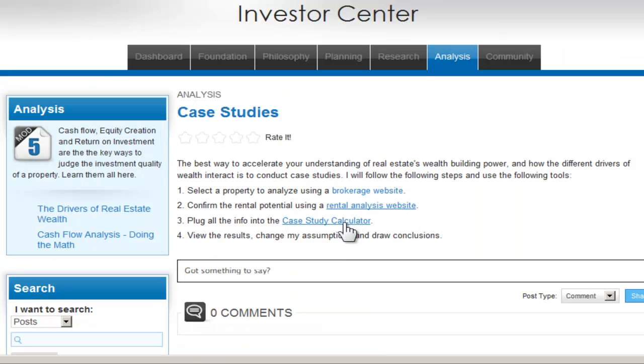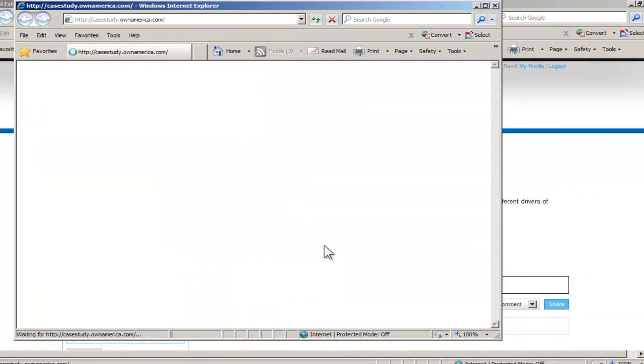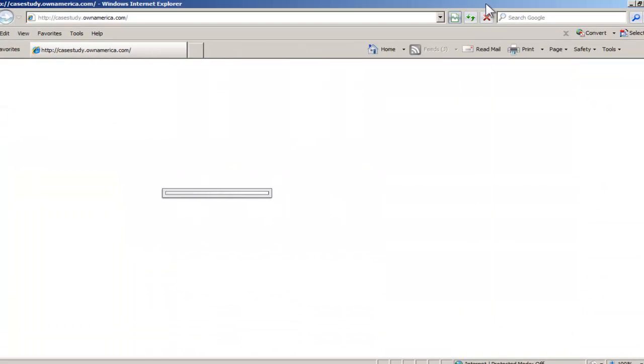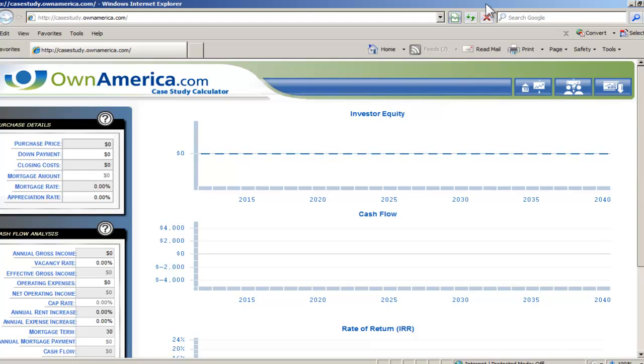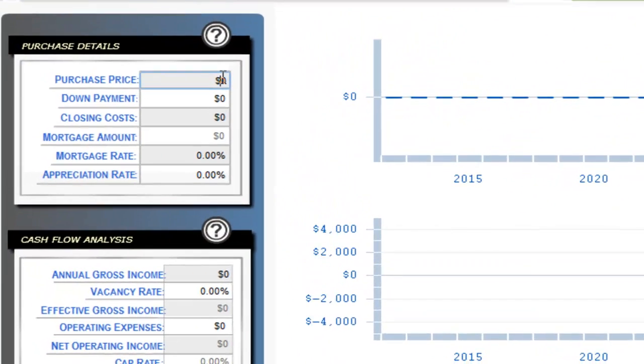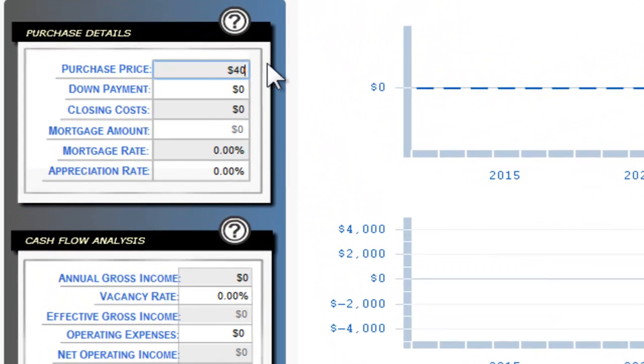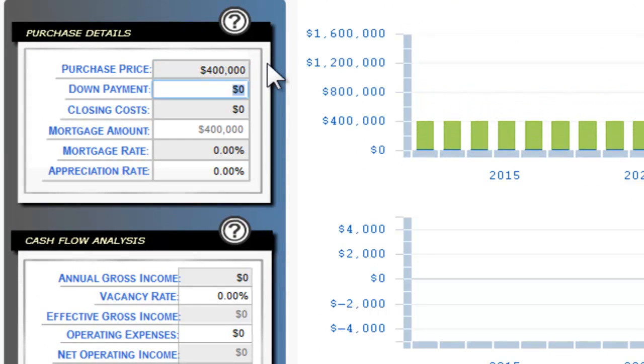The third thing I'll do is go to our patented case study calculator, which is a feature that we built here at OwnAmerica to enable you to put assumptions in and then forecast possibilities into the future. So first, our purchase price, I'm going to put in the asking price of $400,000. I'm going to put a down payment of 30%. And so $120,000 down payment might seem high, but that's the right way to buy investment real estate. I'm going to put in $15,000 in closing costs.